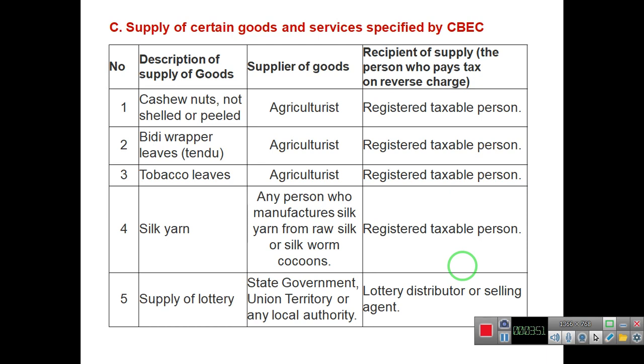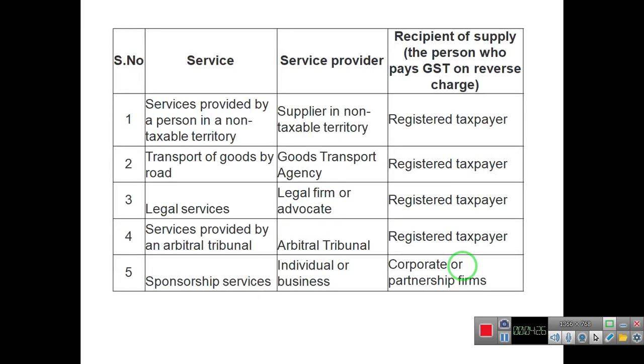In case of BD wrapper leaves, that is tendu leaves, tobacco leaves, silk yarn and supply of lottery, in all cases the reverse charge mechanism will be applicable, and the person supplying these goods will not be liable to pay GST. Instead of the supplier, the recipient of the goods will be liable to pay GST. In case of supply of lottery, the lottery distributor or selling agent will be liable to pay GST.